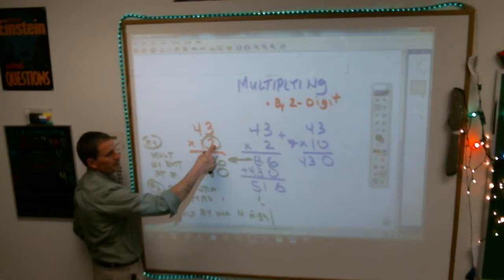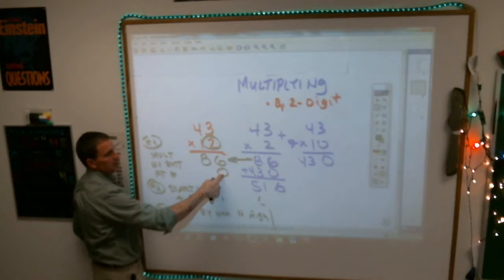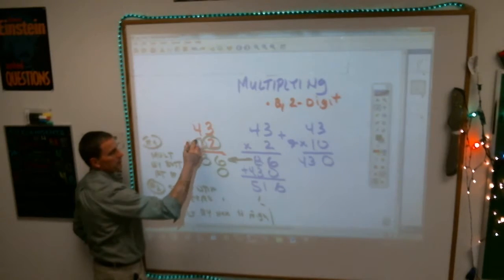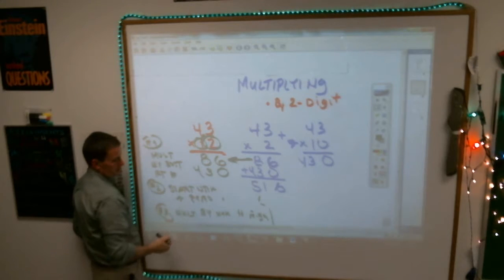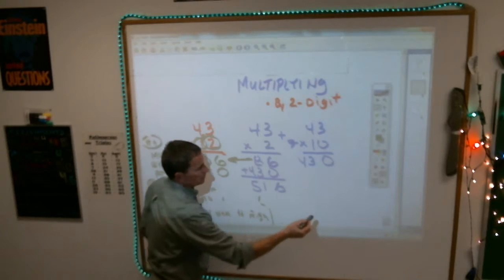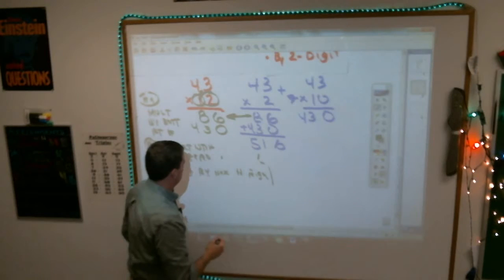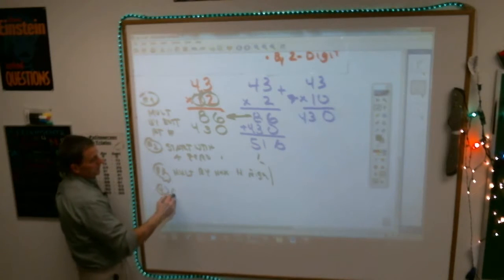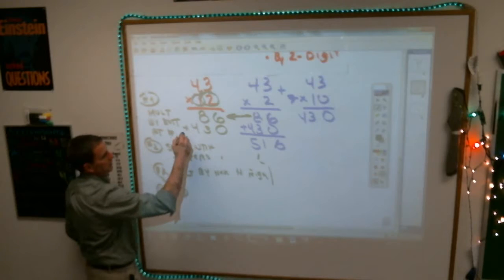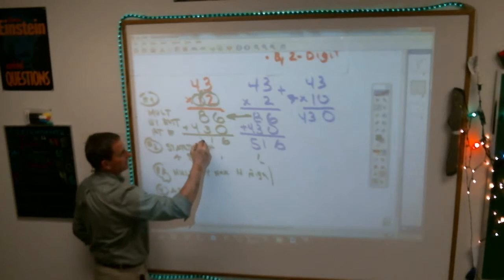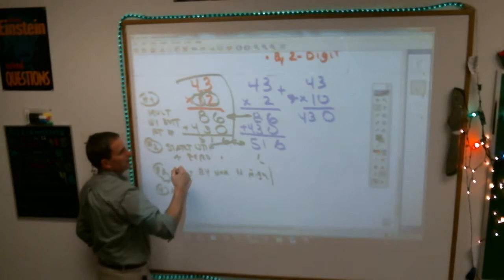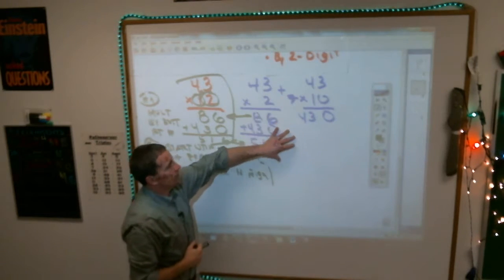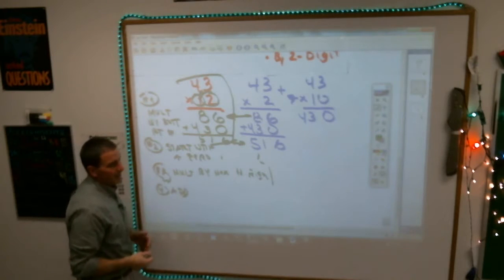So once I multiply by the 2, I got my 86. I put a 0 down. Then I multiply 43 by this 1. 1 times 3 is 3. 1 times 4 is 4. And then the last step, guess what you do? You add them together, and you're going to get the same exact number I got there. It only took this much space as opposed to all of this over here. And it's the same algorithm.